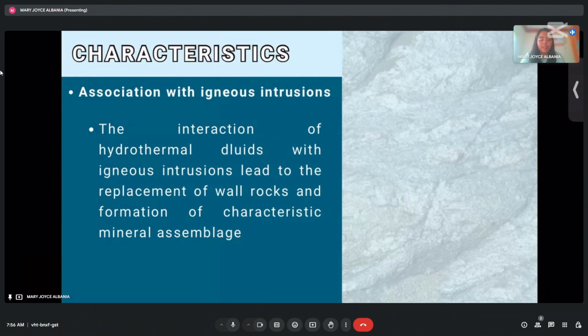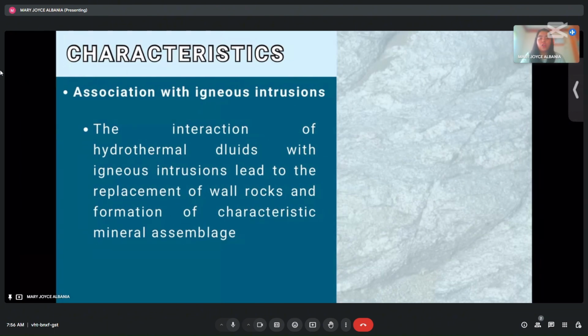Next we have is the association with igneous intrusions. So for this, the interaction of hydrothermal fluids with igneous intrusions lead to the replacement of wall rocks and formation of characteristic mineral assemblage. This process is a key feature of skarn mineralization.